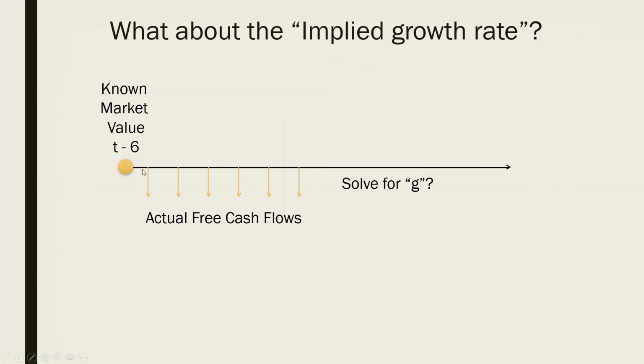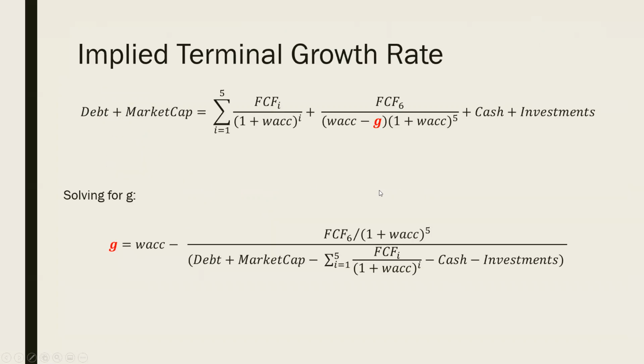But if we were to go back 6 years, we would know the actual free cash flows for 6 years. We can go and see what they actually were. And we also know what the company was worth 6 years ago. And so if we know all of that, we can solve for G. So just putting it into algebra here, the value of a company, the debt plus its market cap, is equal to the discounted free cash flows over the first 5 years, plus the free cash flow in year 6, which is going to grow by G. That's the key thing here.